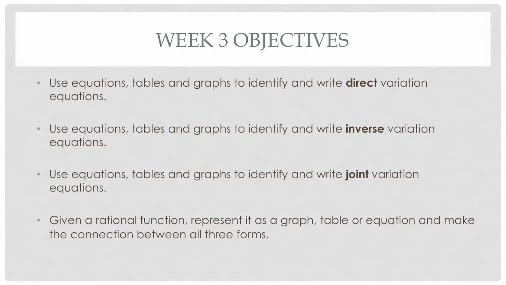Here are our objectives for week 3. We're going to be using equations, tables, and graphs and dealing a little bit with variation, learning about direct variation, inverse variation, and joint variation. We'll talk about what each of these means and how to represent these ideas of variation. And lastly, we're going to start looking at this idea of rational functions, a new class of functions. We're going to spend the next couple weeks after this working more with rational functions, but we're going to start looking at graphs, tables, and equations of this new class of function and talk about what they are.